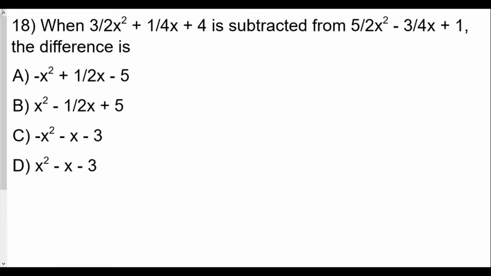Number 18. When 3/2 x squared plus 1/4 x plus 4 is subtracted from, very important words, subtracted from 5x squared minus 3/4 x plus 1, the difference is... When we say subtracted from, we're still subtracting, but we have to switch the order.